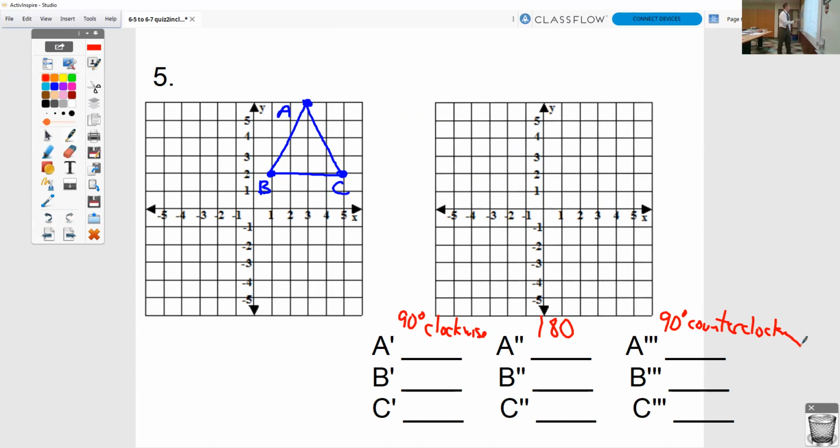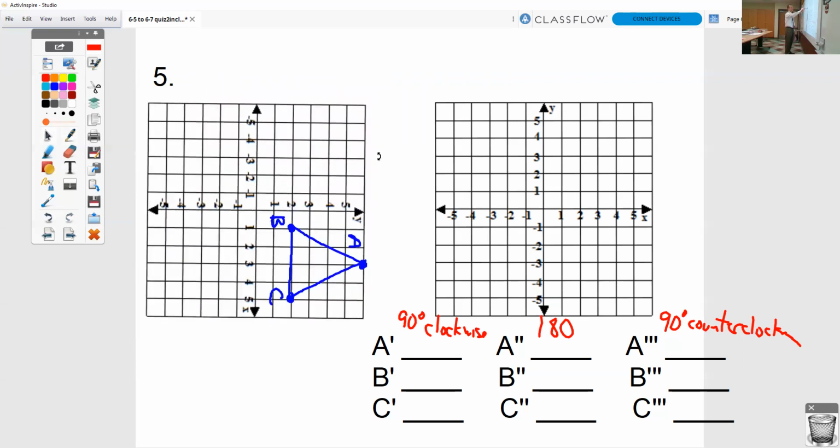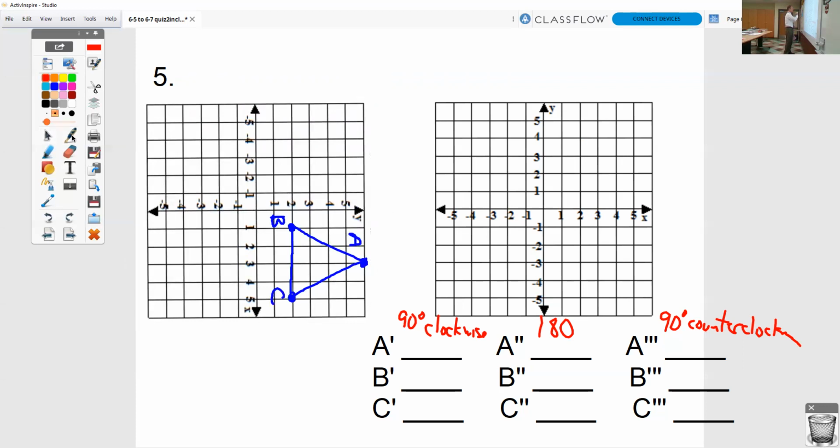So again, what you want to do is take your original picture and turn your paper. I would find all 9 coordinates first and then go back and draw your 3 pictures. So for 90 degrees clockwise, we're going to turn our paper 90 degrees clockwise. So the top is over to the right. When we turn our paper, the numbers are not correct anymore. Anytime you turn your paper, the numbers are not correct.